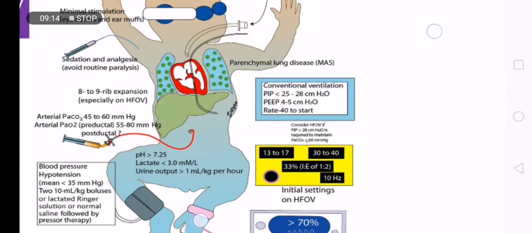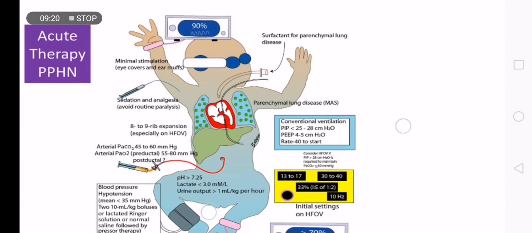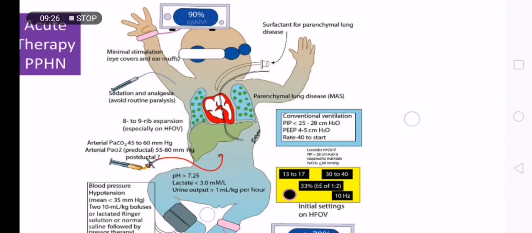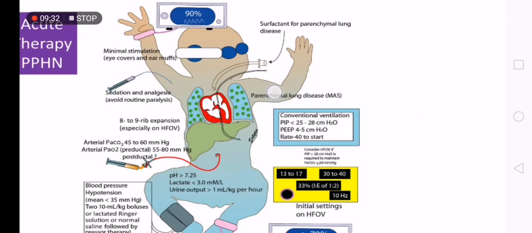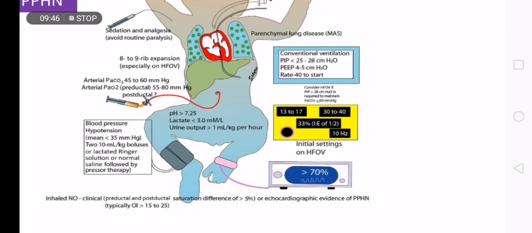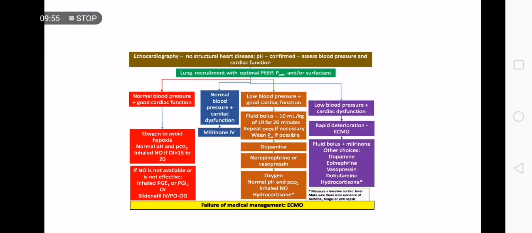This is a diagram showing the most common steps in the management of pulmonary hypertension. We have to sedate the patient, hyperoxygenate him, provide minimal stimulation, and surfactant might be needed. We have to monitor the patient with blood pressure monitoring and frequent ABG. We have to optimize his metabolic acidosis and his blood pressure. We might need high frequency ventilation as seen in the diagram.